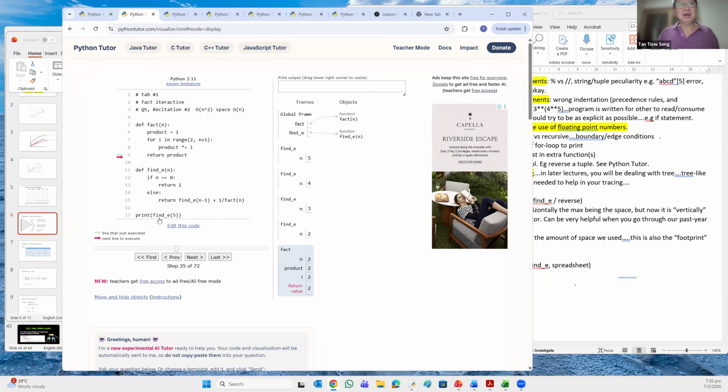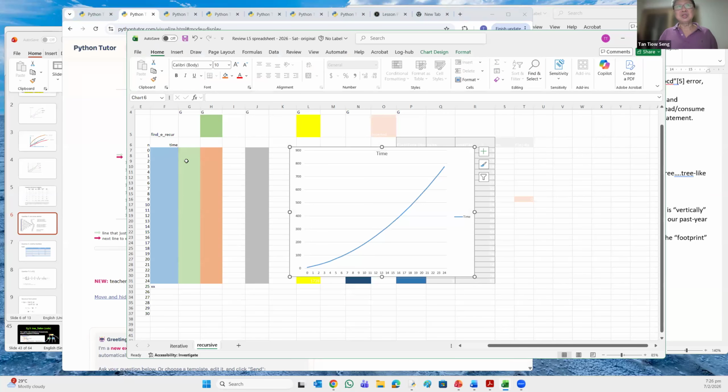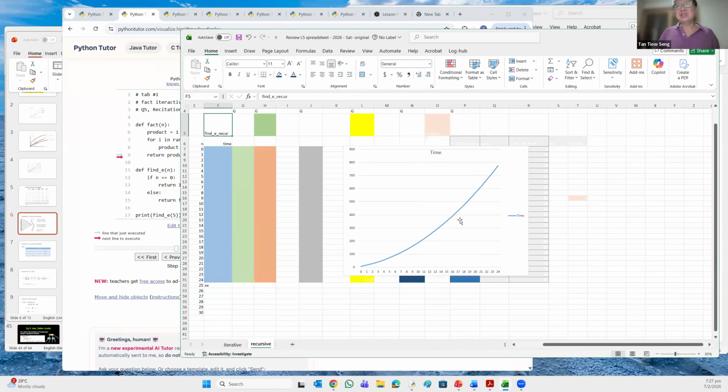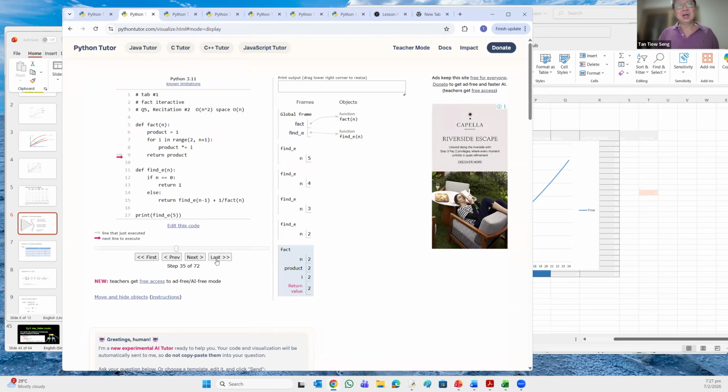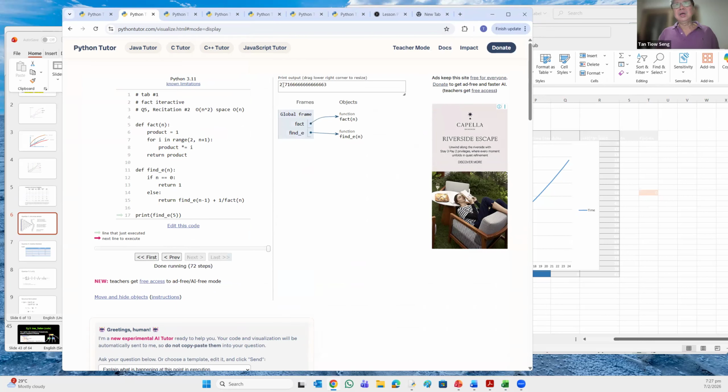So I'm trying various examples. Here I have a spreadsheet. Let me show you the spreadsheet. This is a spreadsheet. I have this find E recursion, and I wanted to chart the time for this recursion. Let's run it to the last. You get the answer here. This is when you find E5.